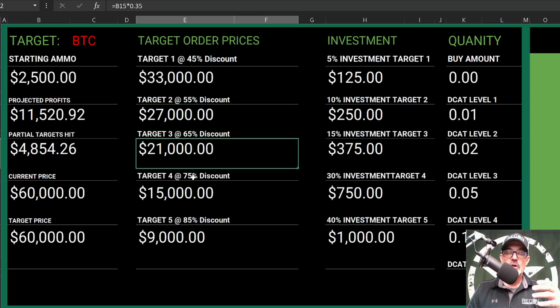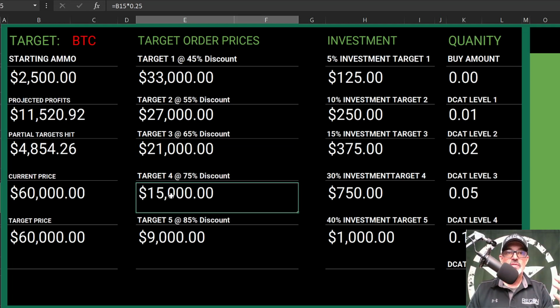Now, my final target is going to be target number four. That's a 75% discount off of 60,000, and that comes in at 15,000, which is, again, B15, this 60,000, multiplied by 0.25, and that will give you your crash target of 15,000.